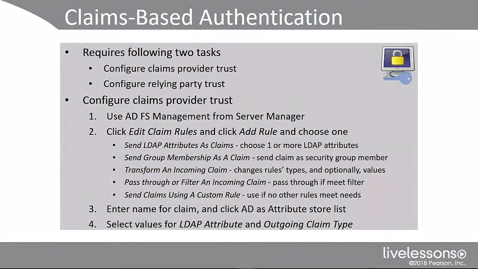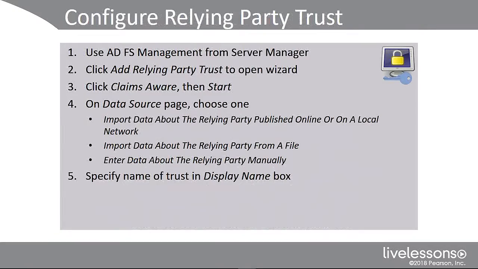To do this, we're going to enter the name for the claim, and then we're going to click on AD as the attribute store list, because that's what we're going to be feeding from when we're using ADFS with ADDS. And then we're going to select the values for the LDAP attribute as well as the outbound or outgoing claim type. So those are the steps that we'll walk through together to configure the claims provider trust.